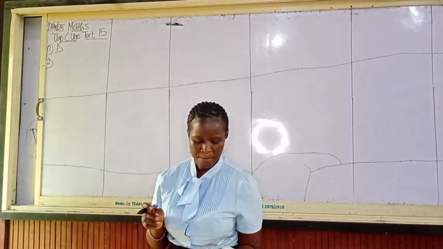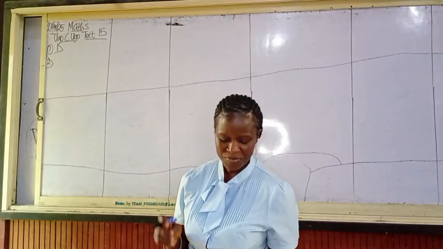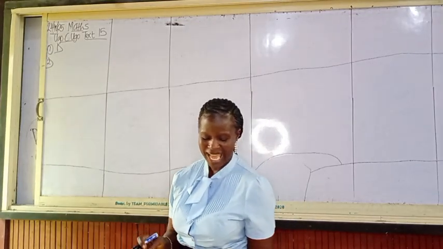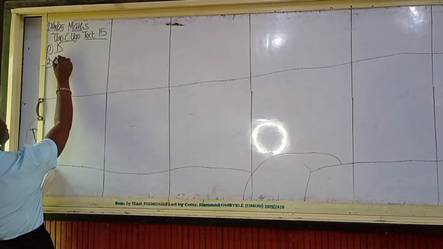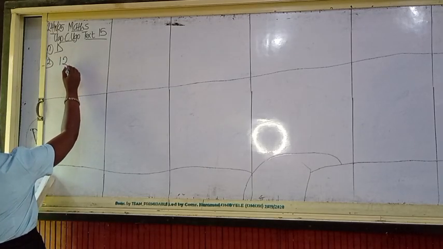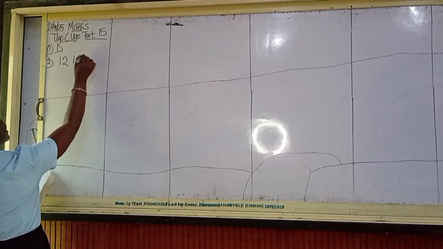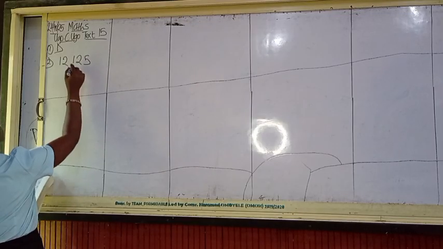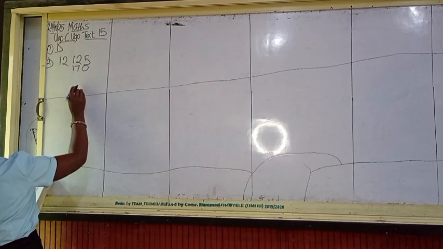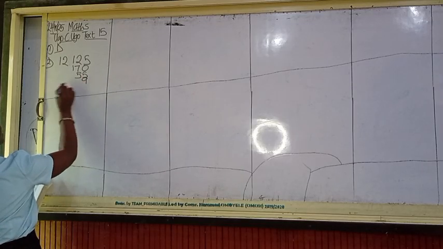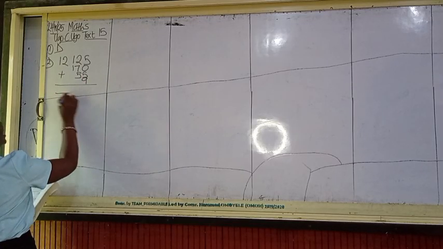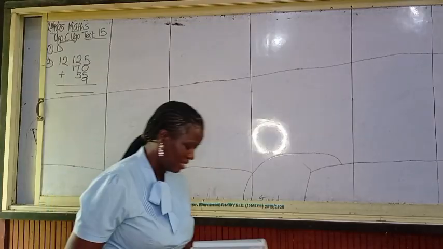Number 2, add 12,125, 170, 55, and 90. So we have to add this together. Let me just write out the question. You will do it and give me the answer in the comment section. 170, 55, and 9. So we are told to add that. So I'll be expecting the answer in the comment section.